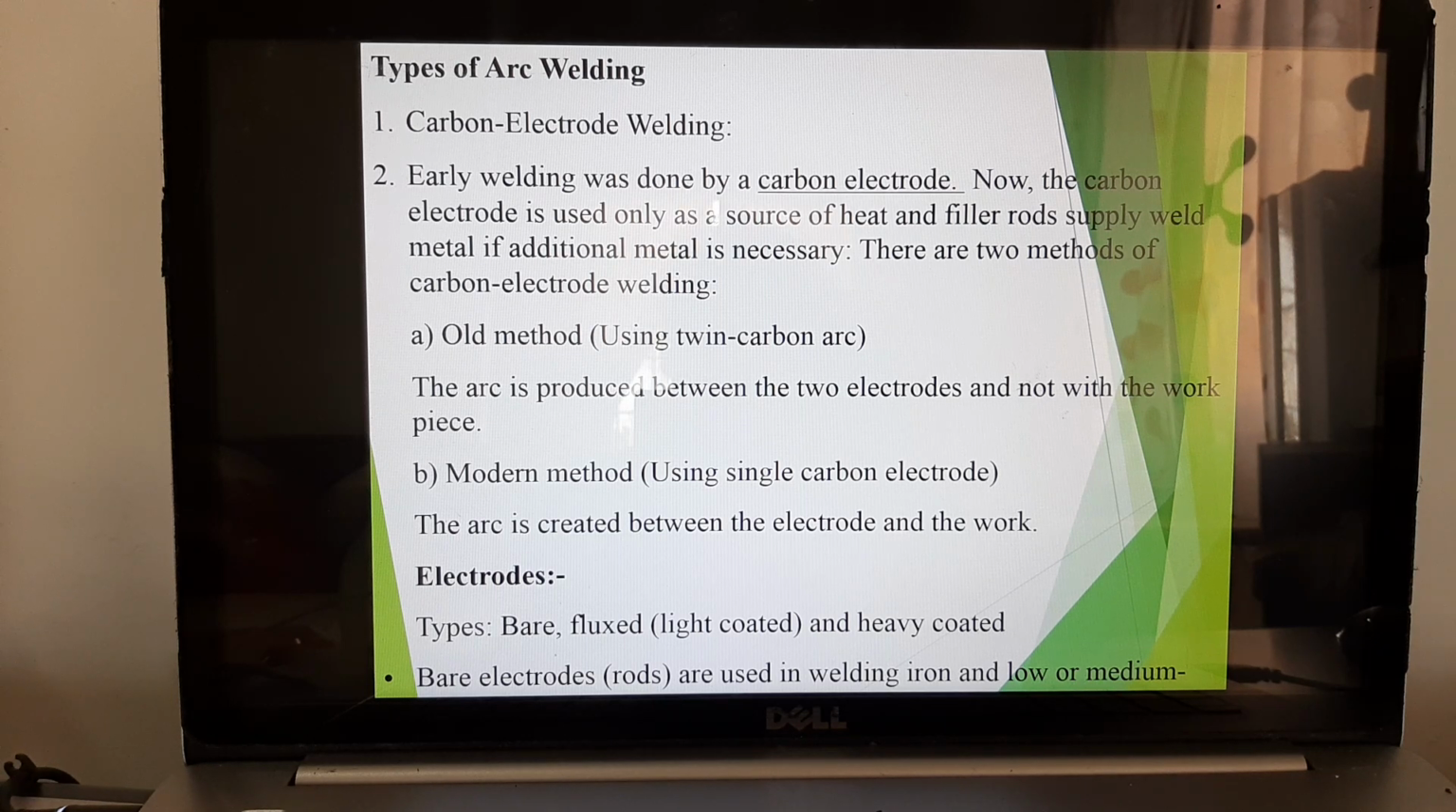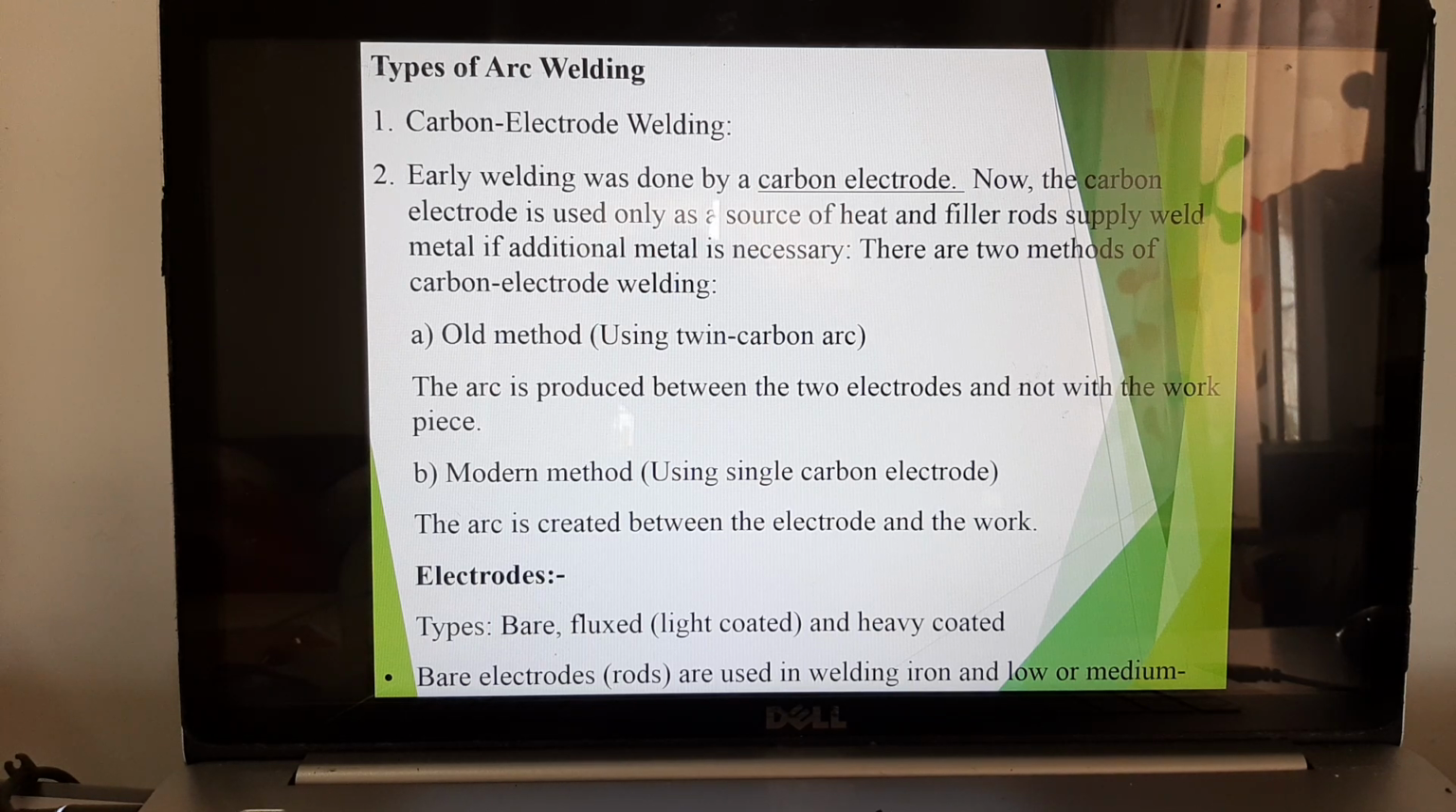I mentioned to you in yesterday's class, there are three types of electrode. You have the bare electrode, that means the electrode does not have any coating. You have fluxed electrode, light coated, and heavy coated electrode.